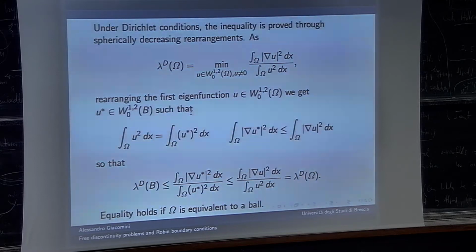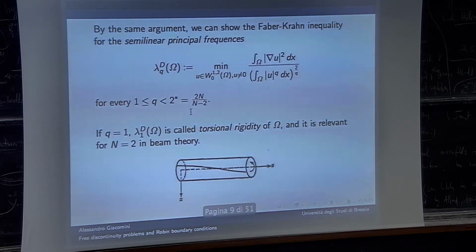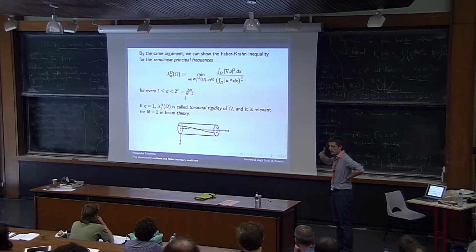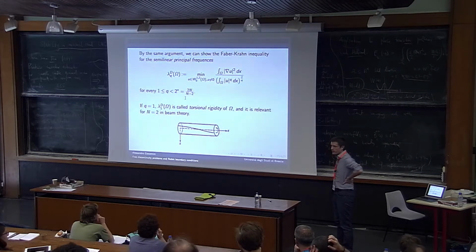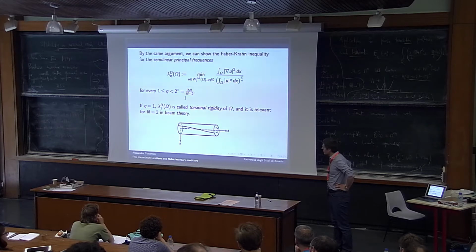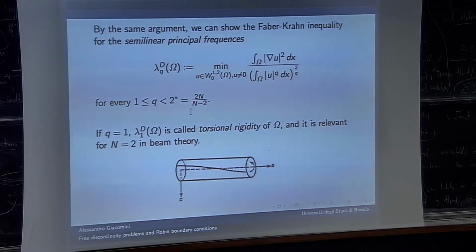And if this chain of inequalities turns out to be a chain of equalities, then omega is seen to be equivalent to a ball. This method of proof is very stable, because we can pass immediately to some sort of semilinear variant of this eigenvalue by replacing the u square at the denominator with, for example, u to the power q. Then we raise everything to the power 2 over q to preserve the homogeneity of the Rayleigh quotient. Then, as long as q is subcritical, so below the critical Sobolev exponent 2n over n minus 2, a minimizer exists.